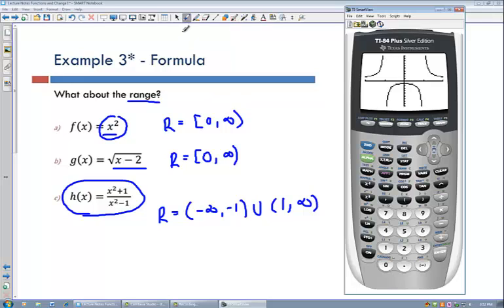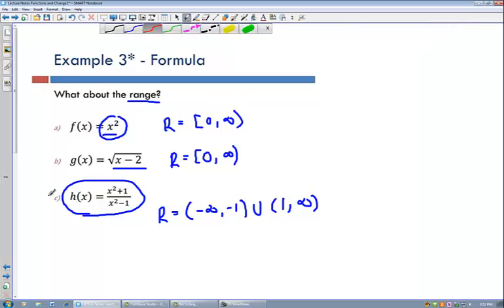Now, I would not expect you to be able to do this one starting off right now, but later in the semester we'll learn another way to look at this to try to figure out what are the possible outputs. These have what are called vertical and horizontal asymptotes, and we'll learn about that later in the semester.